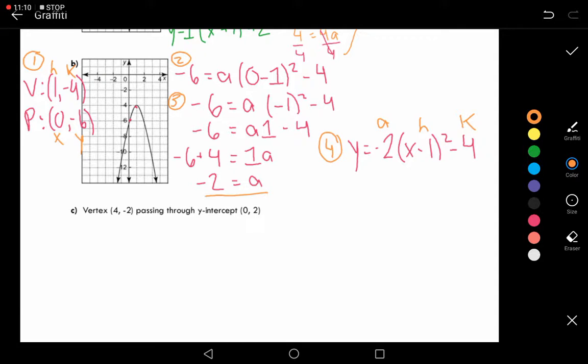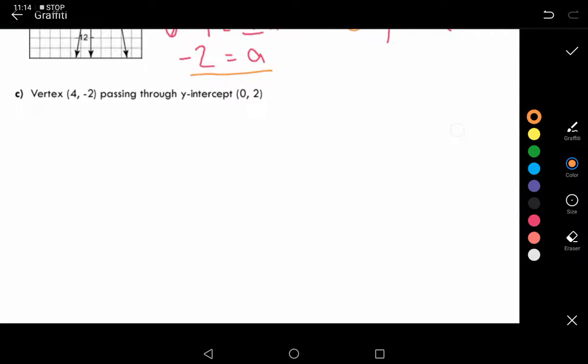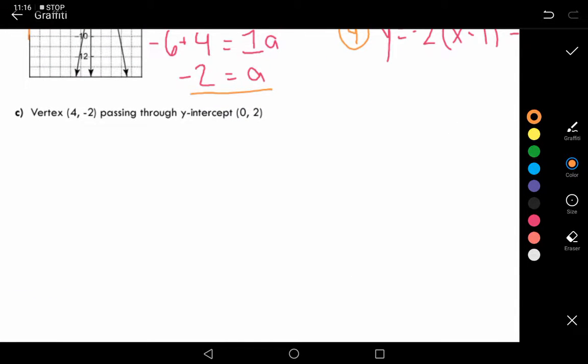Okay, so one last example here. So this example, we aren't given a graph, but we are given the vertex and a point that we pass through. So that's all we need, right? Remember, step 1 was just to write out the vertex and any point. So we're going to jump right into step 2. So step 2 is just that substitution. So again, you might want to label h, k, x, y. And then you can just substitute those points into your equation.